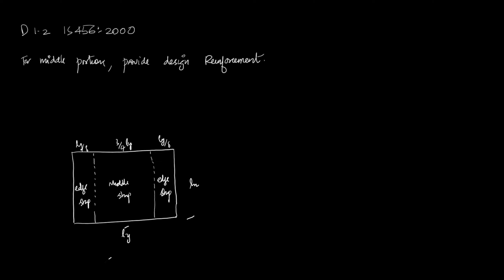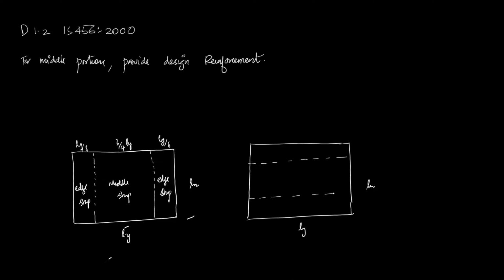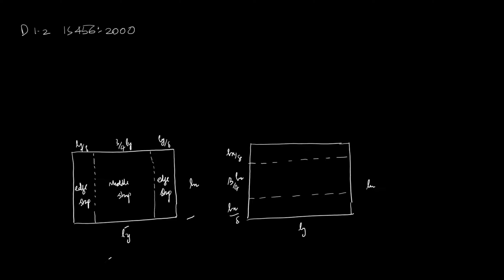And similarly in the other direction, you have middle strip and edge strip. This is Ly, this is Lx. You have this Lx divided by 8, 3 by 4 Lx, divided by 8. This is your edge strip. And this is your middle strip.